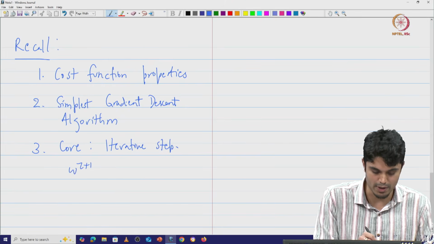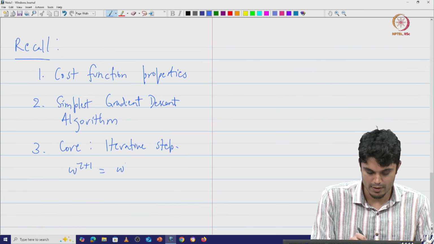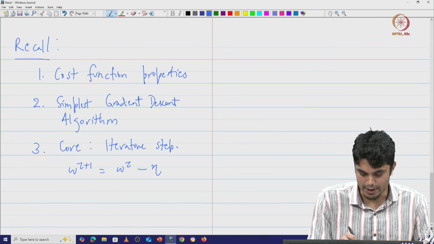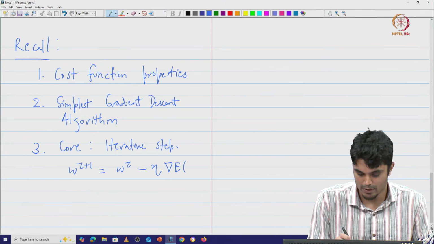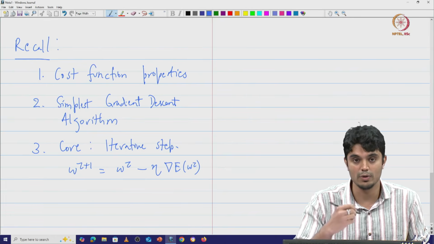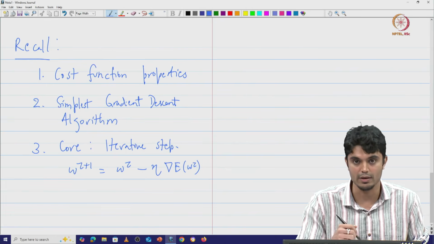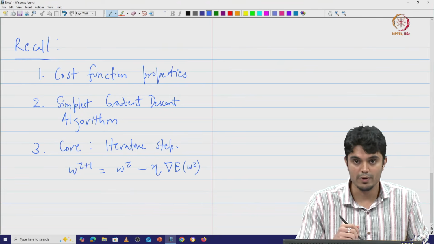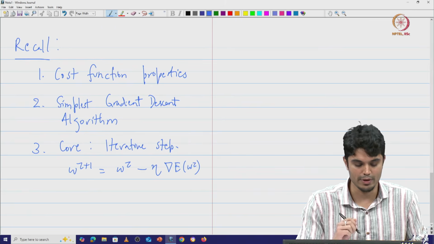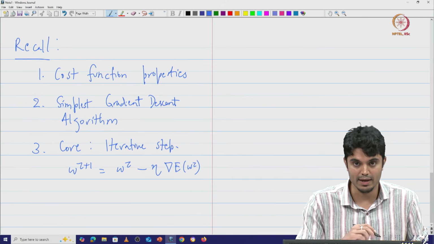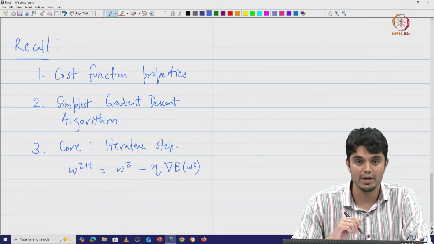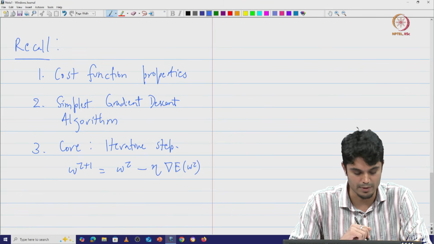Omega tau plus 1, omega tau minus eta nabla E of omega tau. Right? This was the core of the gradient descent algorithm. Today what we are going to do in this lecture is look at this iterative step in a different way and then arrive at variants of the gradient descent algorithm.